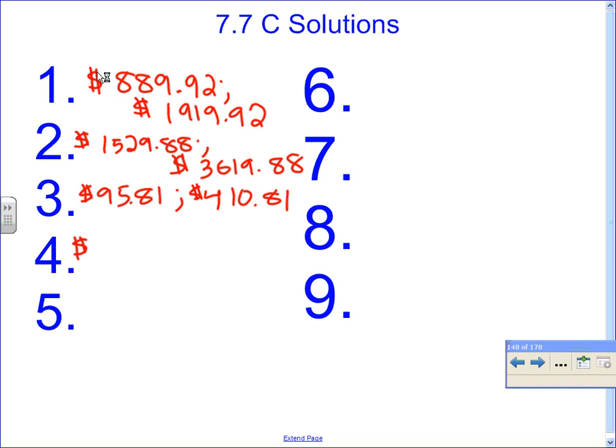Huh. Briar? Good. I have 72, but might be a rounding issue again. Okay, number 5, Charles.